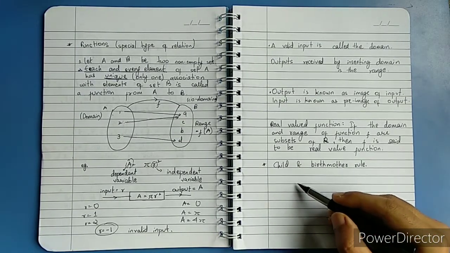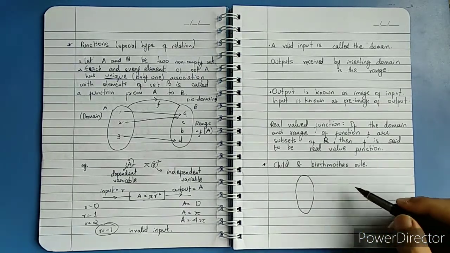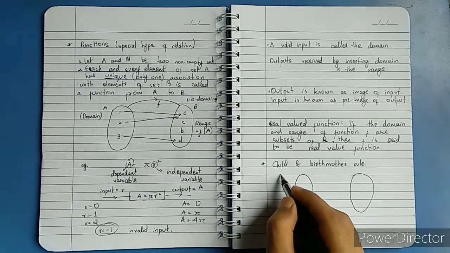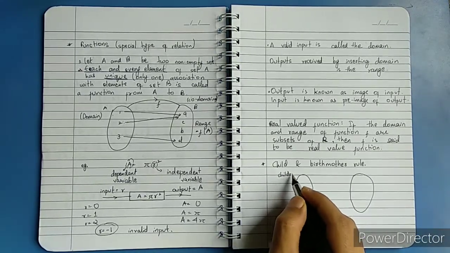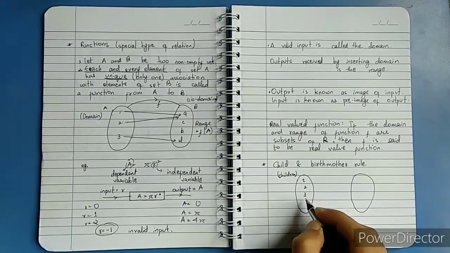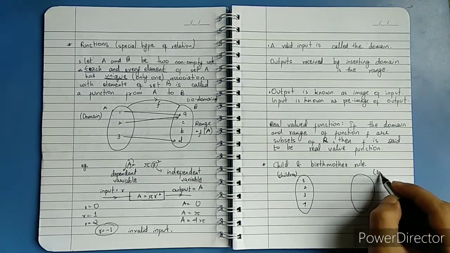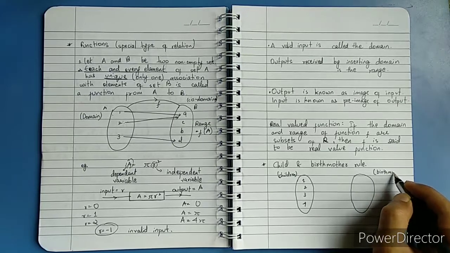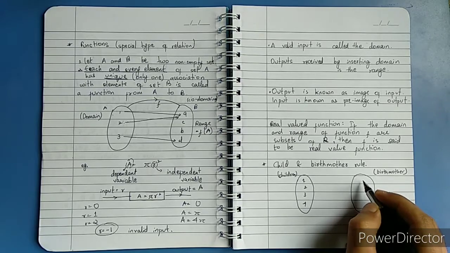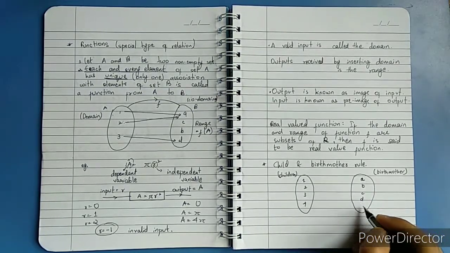So let's say we have a set like this and another set like this. The first set denotes the set of children, say child 1, child 2, child 3, child 4, and this is the set of all birth mothers. So say we have birth mothers named A, B, C, D and E.